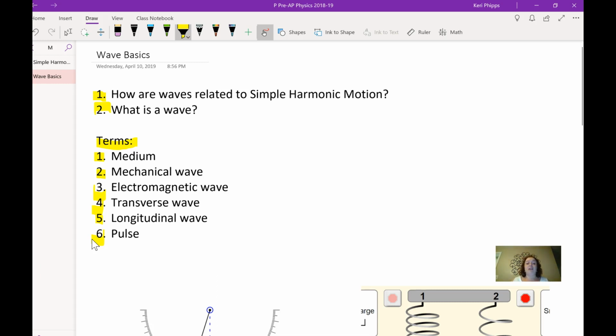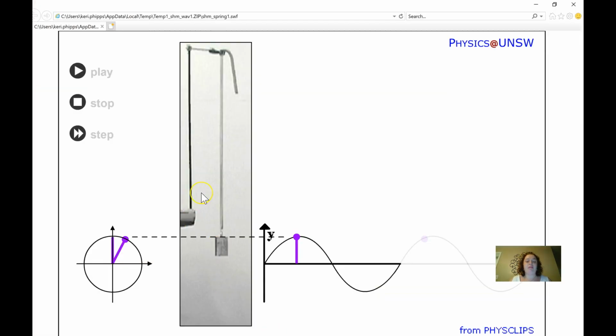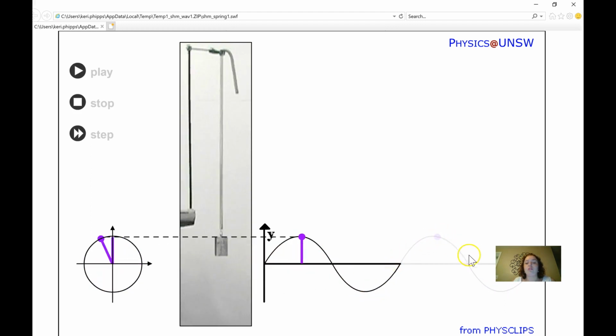All right, so first, how does simple harmonic motion relate to a wave? I want you to picture that spring bouncing up and down. In this video, we're going to watch that spring bounce up and down, looking just at the middle. But if we were to take this up and down motion and stretch it out over time, you see how this works coming along here. You also see how it links to circular motion.